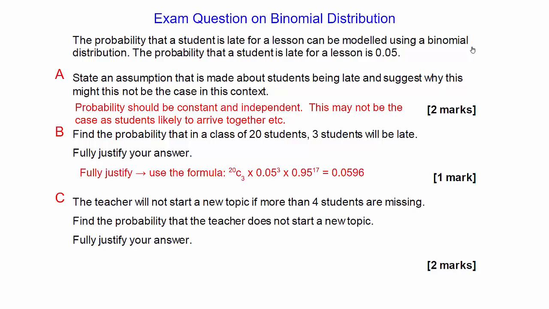Part C, we're looking at the probability of more than 4 students being late. So I've done 1 minus that. The probability of less than or equal to 4 students being late is 0.9974. So the probability of more than 4 students being late is 1 minus that, which gives us 0.00257. Be really careful with your more than 4, more than or equal to 4, and so on.